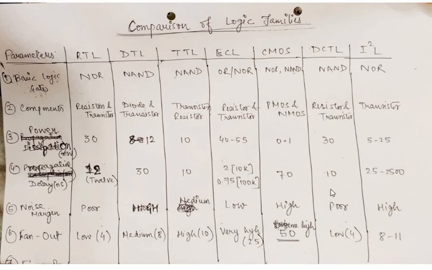So this is about all the comparison of the logic families, and this is where all of unit 3 ends.